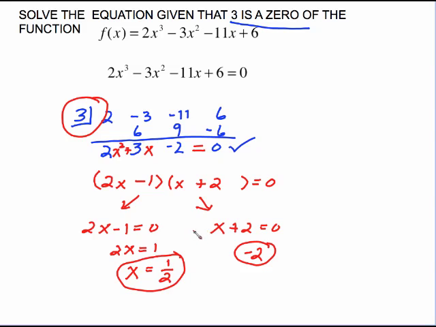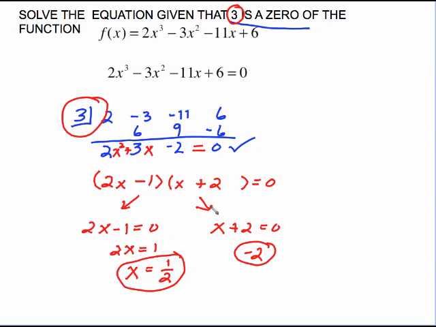So my 3 zeros are the 3 I was given initially, and these two other ones I found by factoring the depressed equation. So this number right here that you were given unlocks the door, gives you a quadratic equation that you know how to solve.